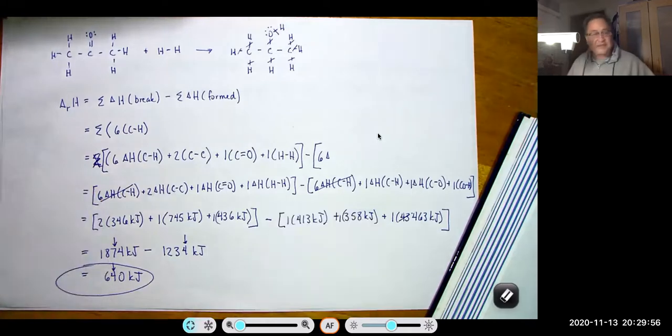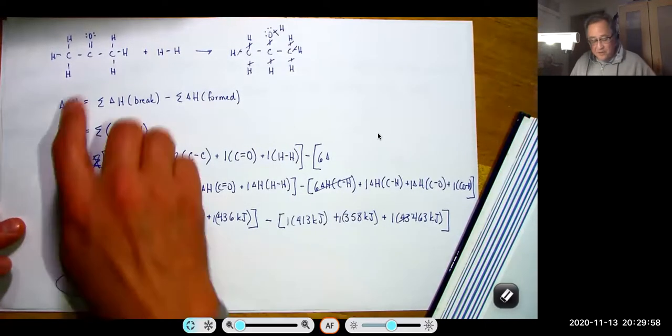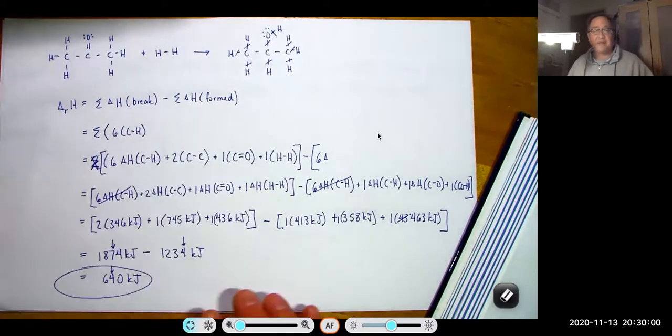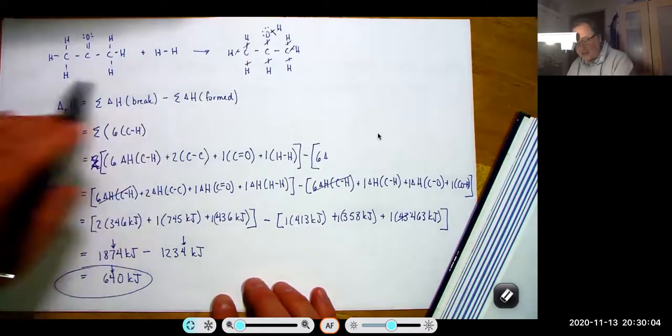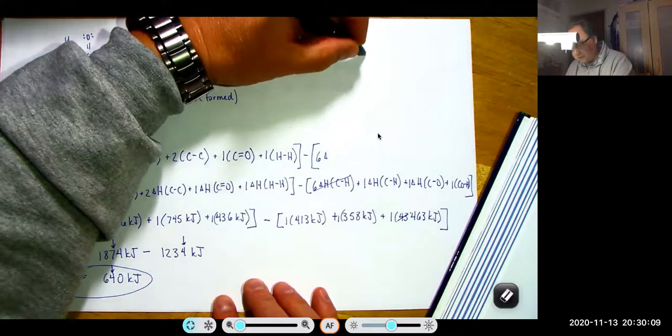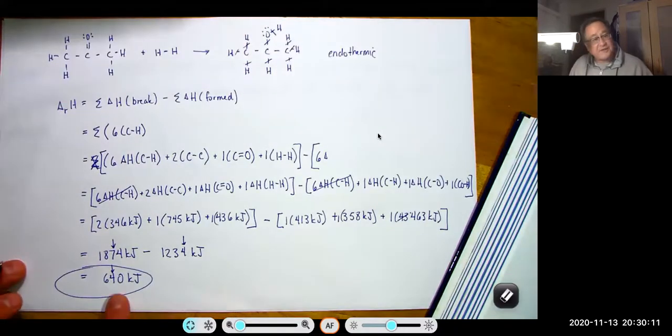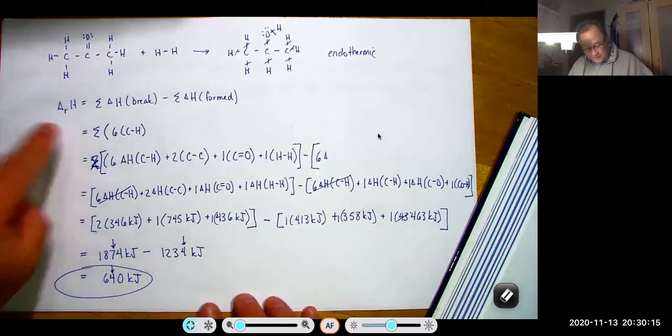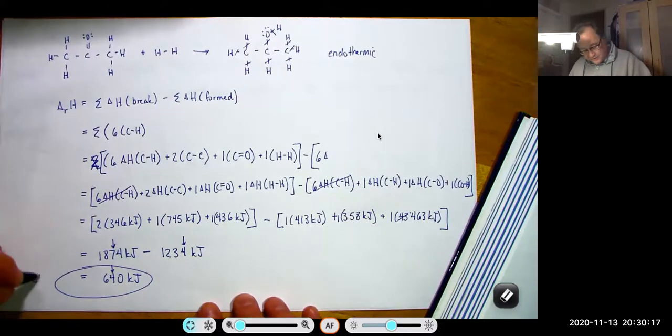So what this means is that to make this actually happen, we have to put energy in to make it happen. It doesn't happen by itself. So this whole reaction is endothermic because this value here is positive. And that's how you get the enthalpy of a reaction using bond dissociation energies. Whoops, the R goes there.